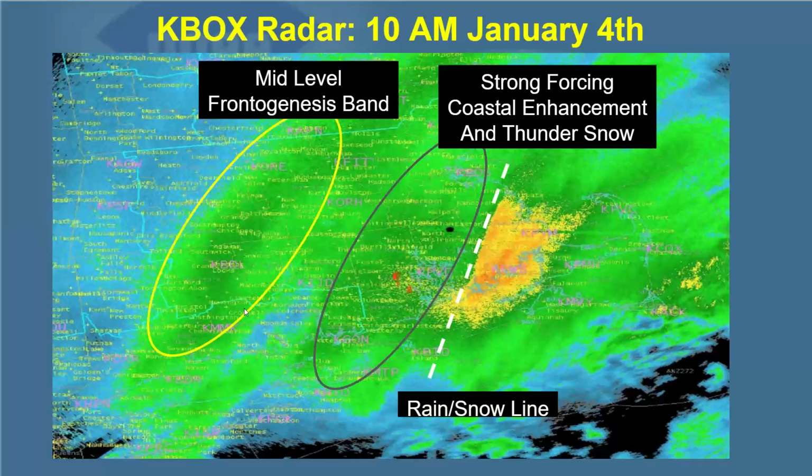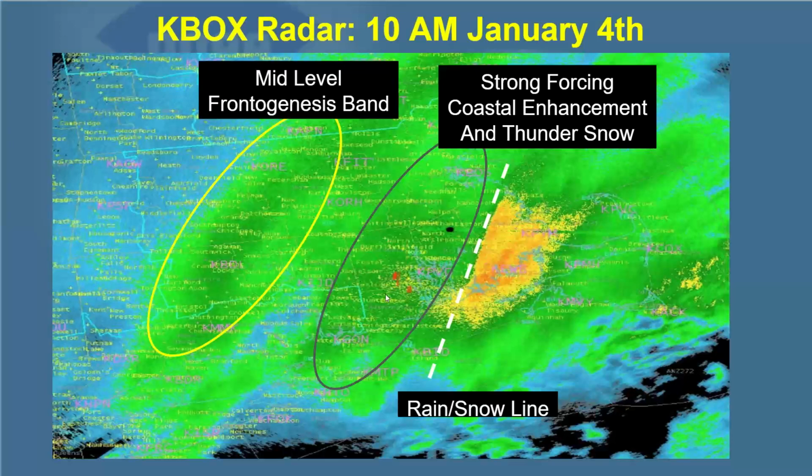And taking a look at the surface reflectivity, you can make out that mid-level frontogenesis band right over the Pioneer Valley into the Connecticut River Valley. And then closer to the coast, you have that coastal enhancement and thundersnow.